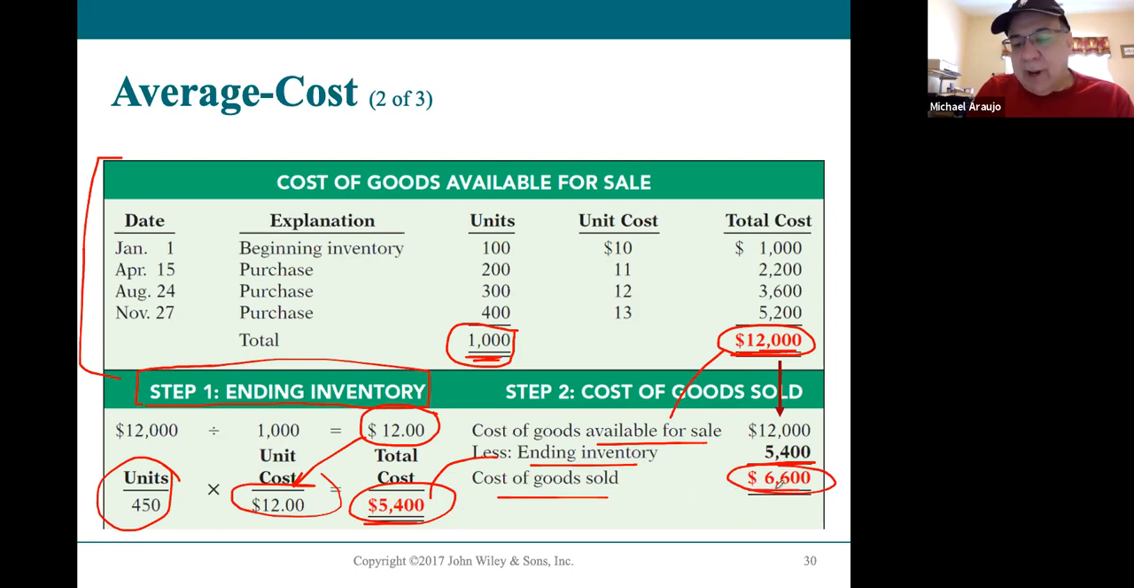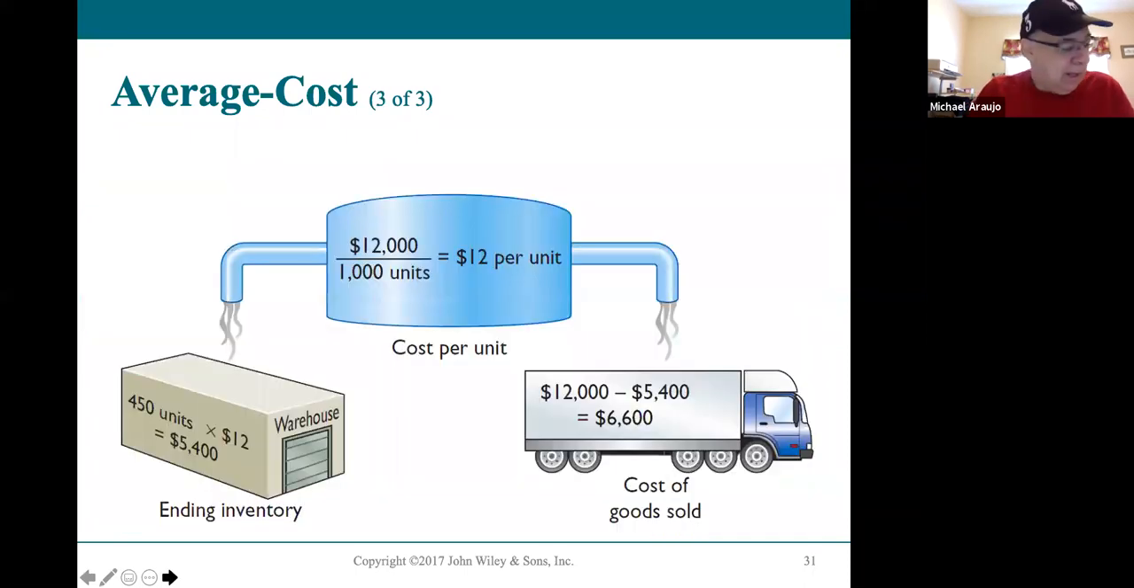How do we verify the cost of goods sold? Well, we sold 550 units, right? And we multiply that by a $12 average cost, and you'll get $6,600. This, by the way, is on the very next page, 276 and 277. Okay, so if you're following along in the book, it's just the very next set of pages.